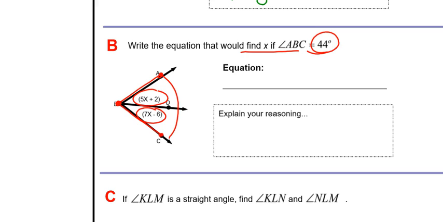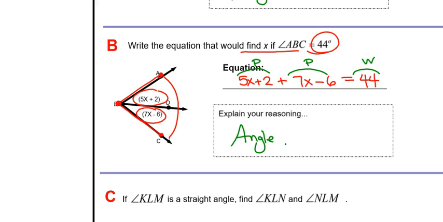So again, we're going to take our part, 5x plus 2, and our other part, 7x minus 6, and set it equal to the whole thing. Part plus part equals whole. What is the reason for this? Angle addition.